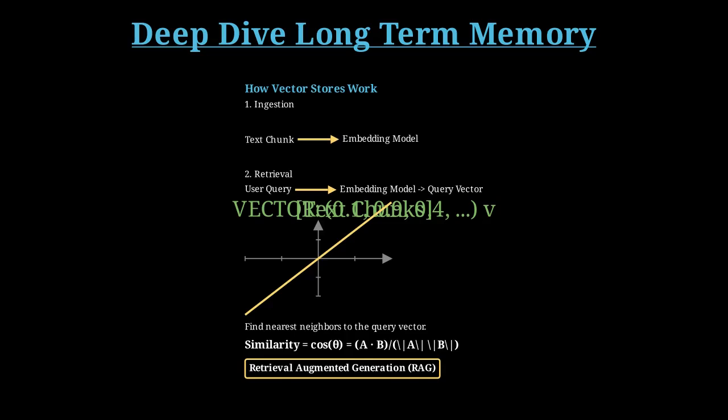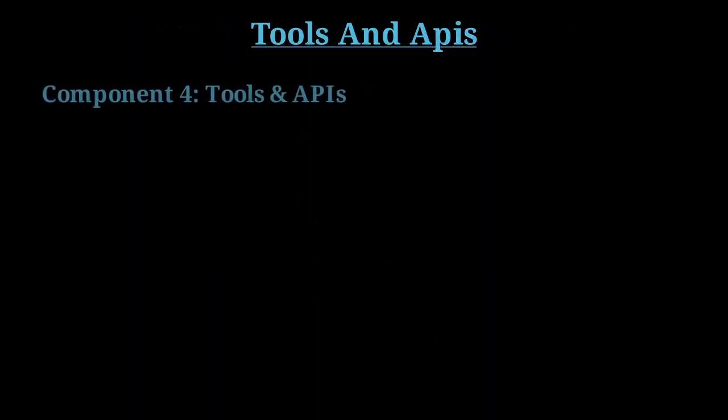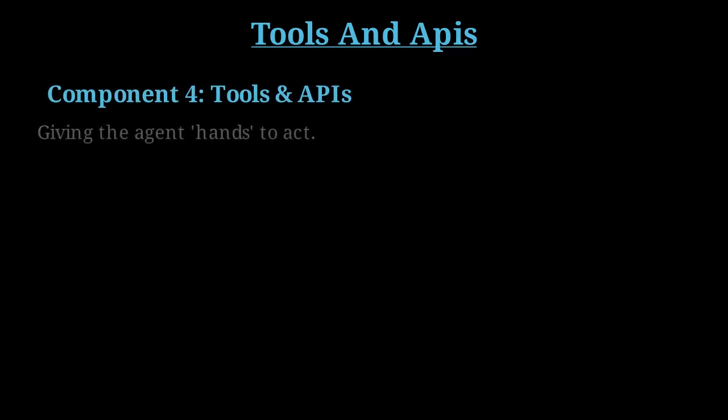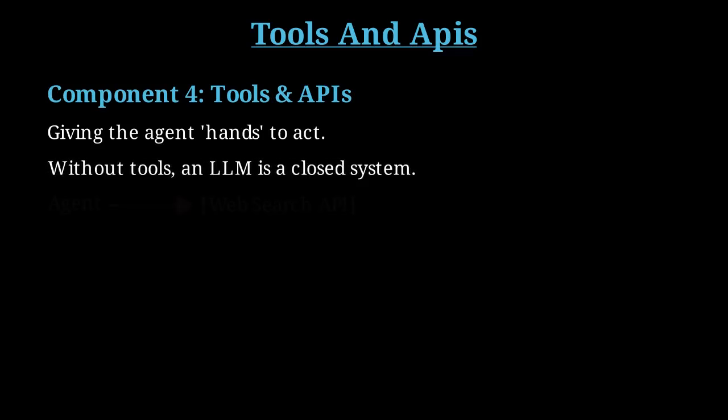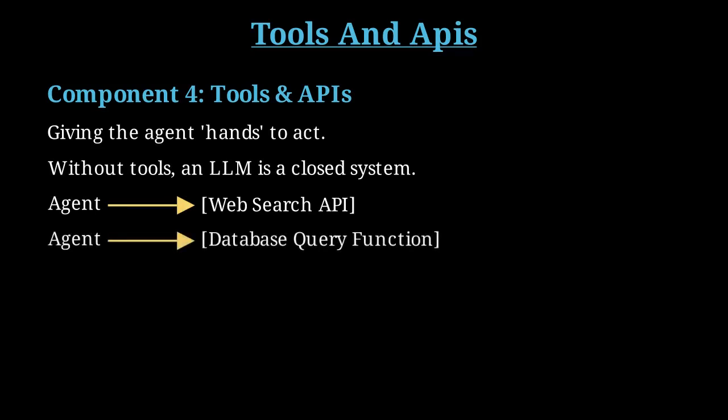The database returns the most semantically similar chunks of text, which are then fed into the agent's short-term memory to provide relevant context for its next action. If the LLM is the brain, tools are the agent's hands and senses. Without them, an agent is just a conversationalist trapped inside its own model weights. Tools allow an agent to interact with the outside world.